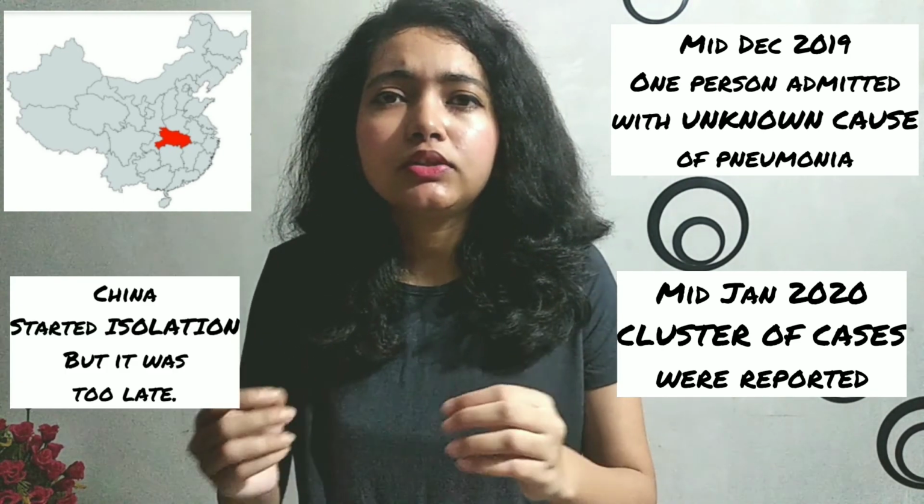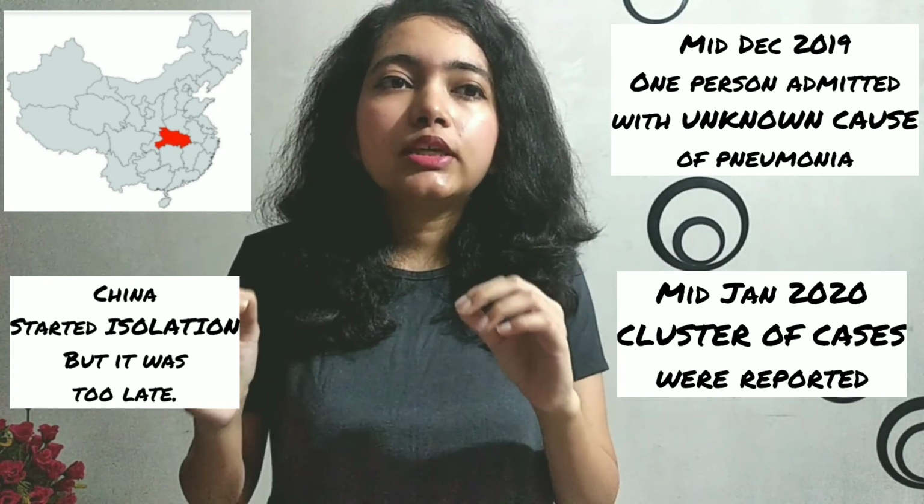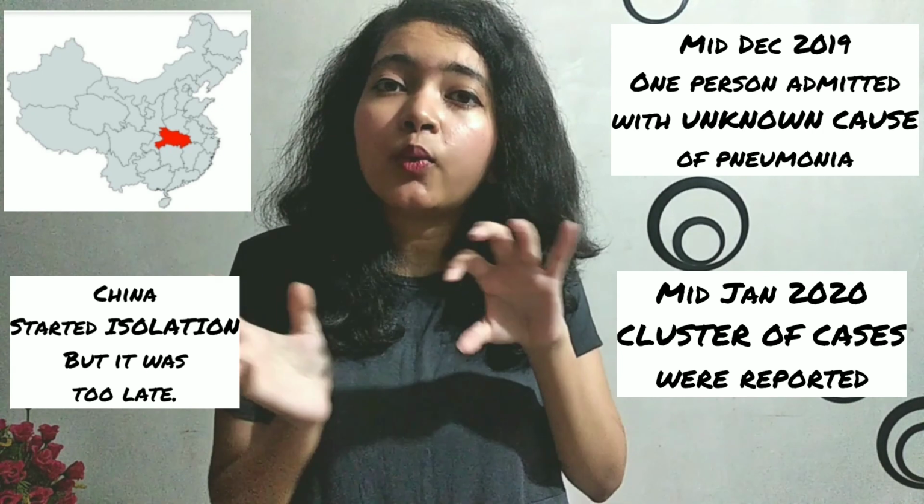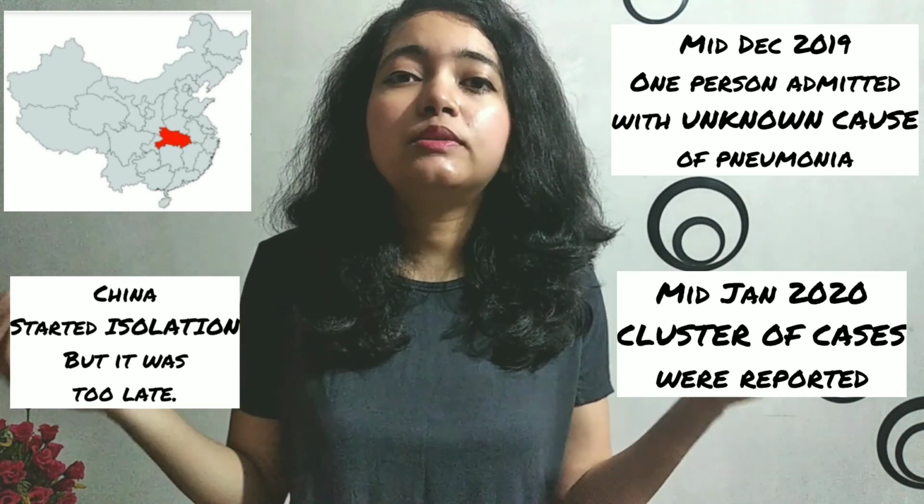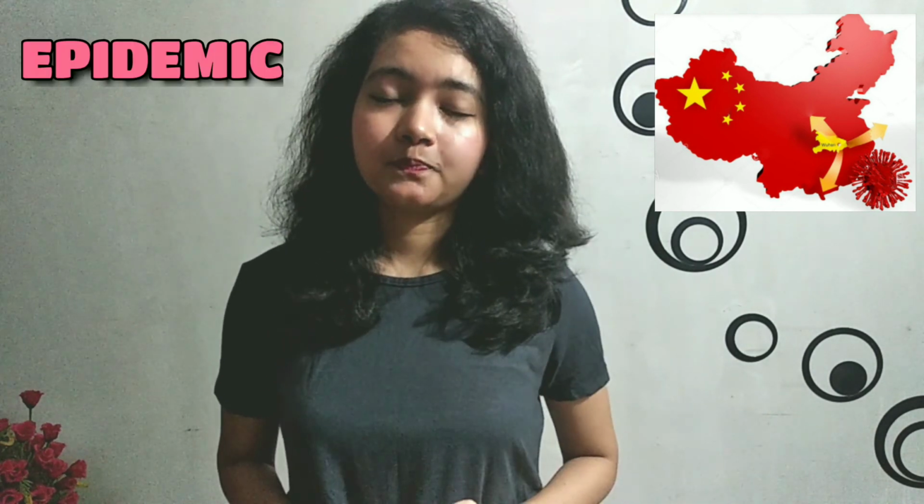China immediately started isolating such people. Isolation means to keep such people separate, keep them away from the healthy ones so that they wouldn't spread the disease to the others. But it was already too late. The disease had already spread from Wuhan to the neighboring cities, covering nearly the whole of China. That's when China declared COVID-19 as an epidemic.